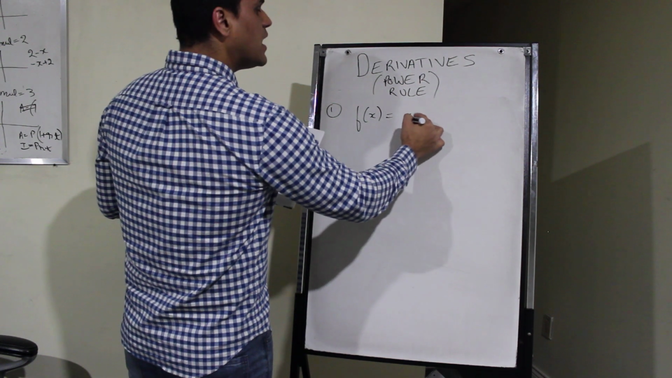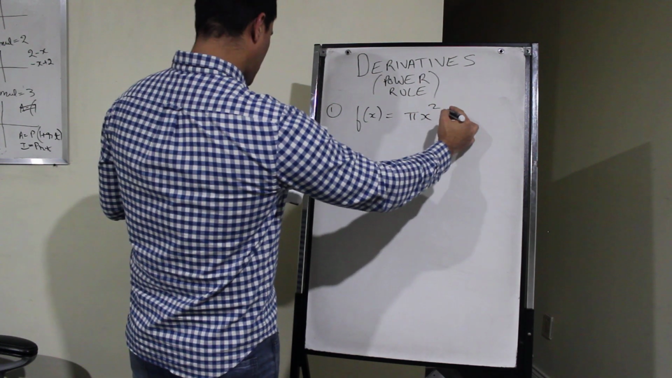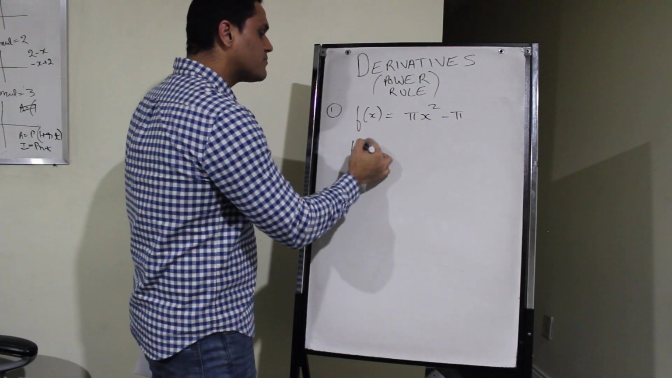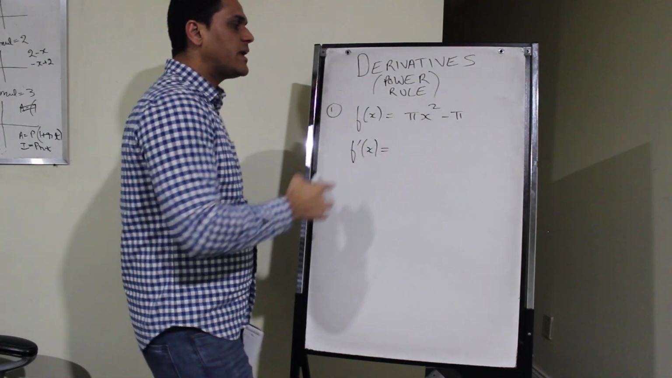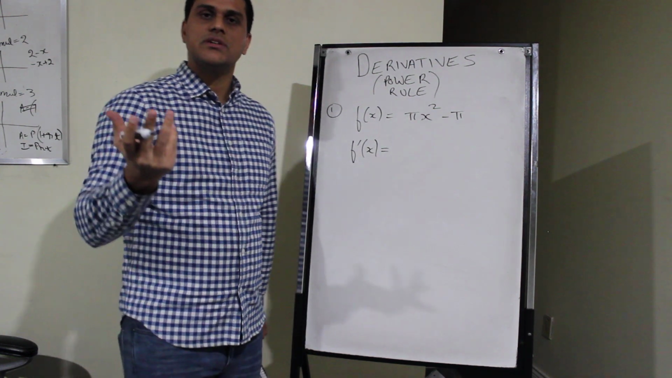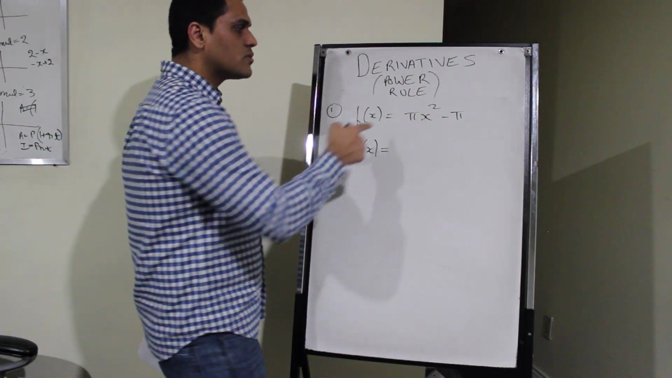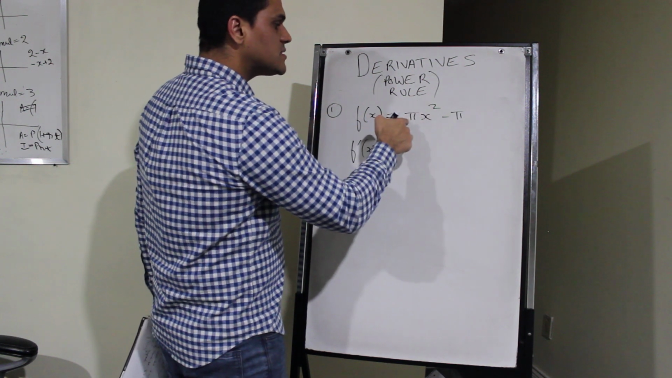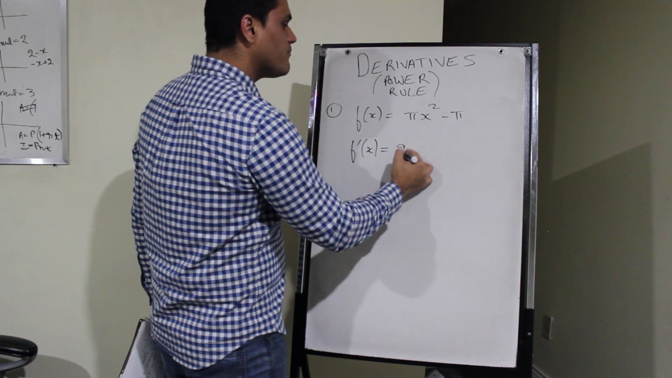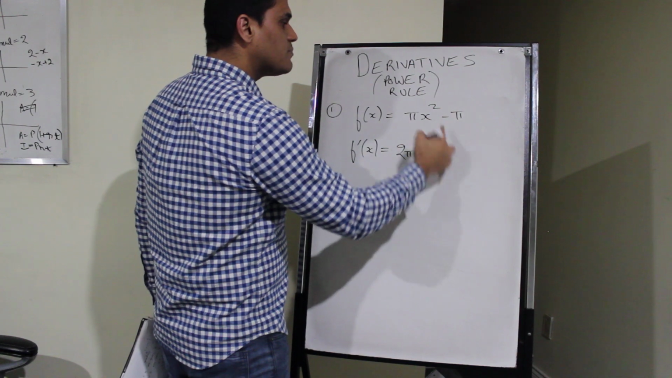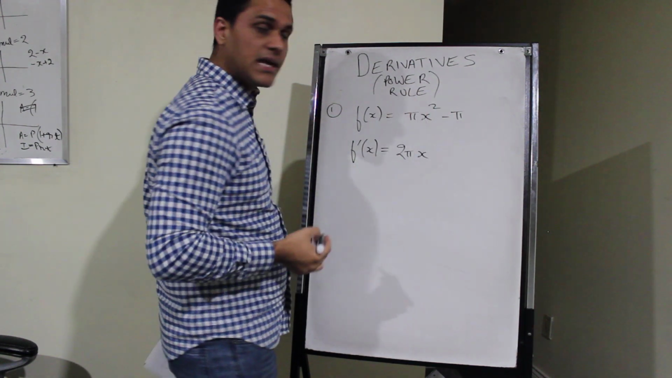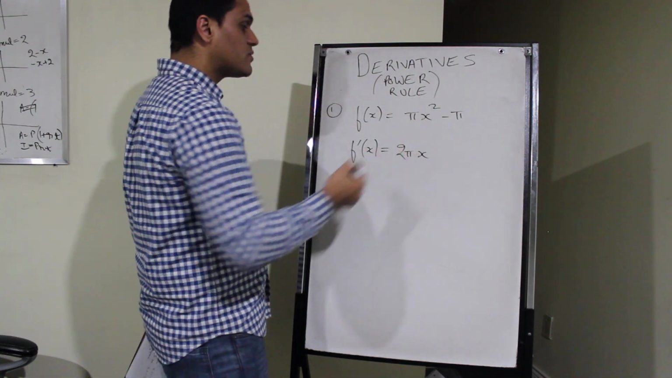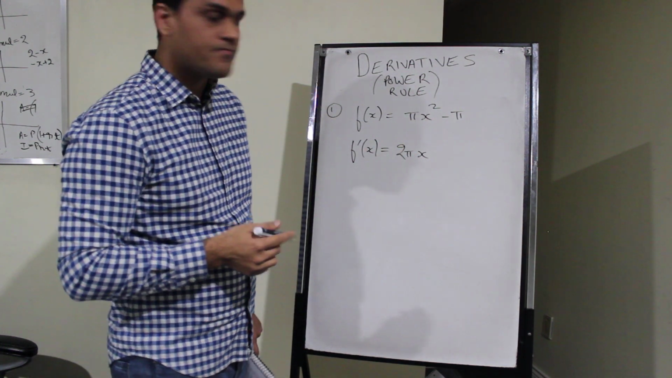If I ask you to do f of x is pi x squared minus pi, and I ask you to get the derivative of this. Again, pi is just a constant. Pi is just 3.14. It's a constant, so no need to get confused over there. So we do 2 times the constant in front, which is 2 pi. And then the power is going to go down by 1, so it will just be x. And the derivative of this, which is a constant, is just 0. So your derivative is just 2 pi x.